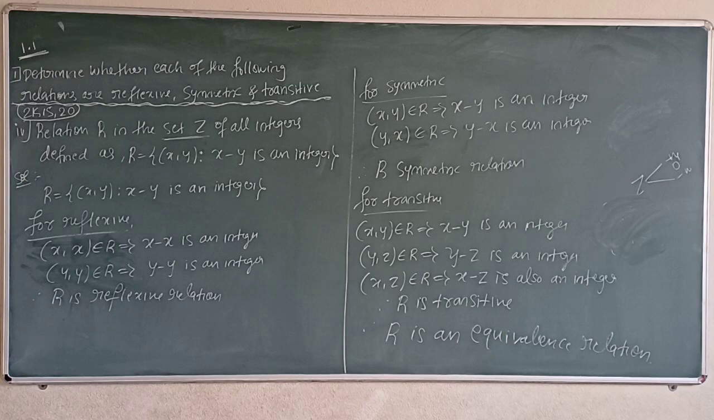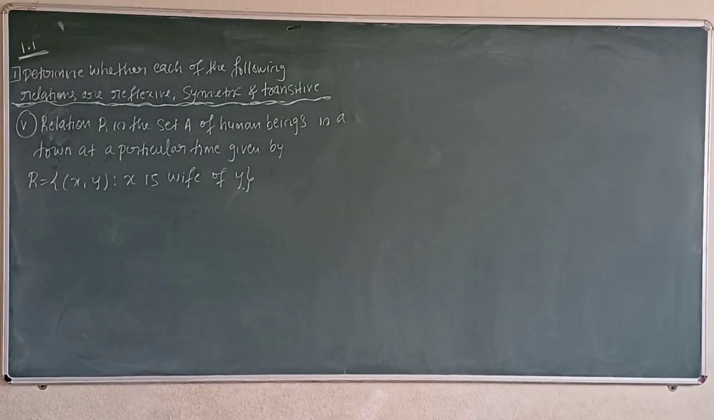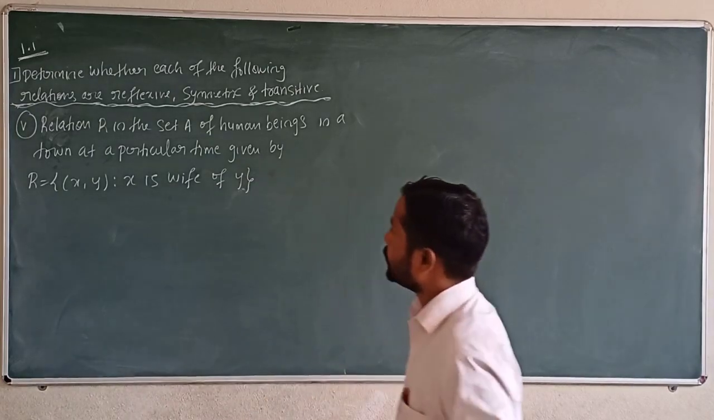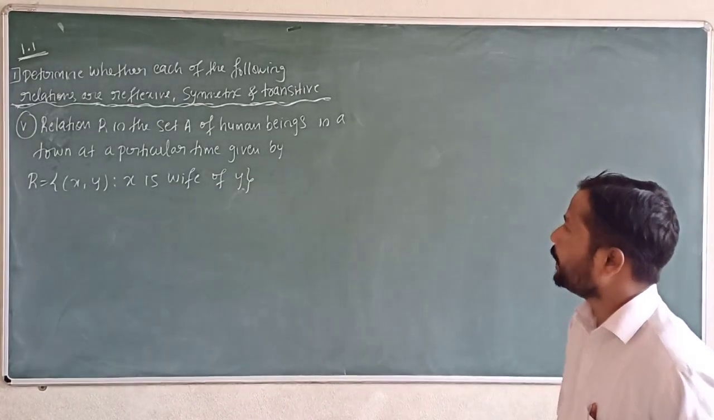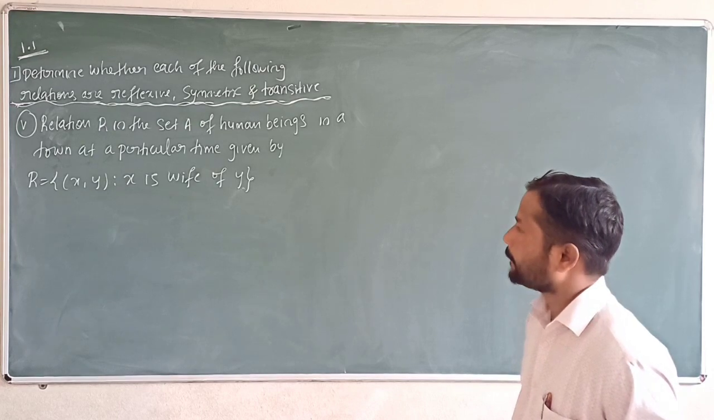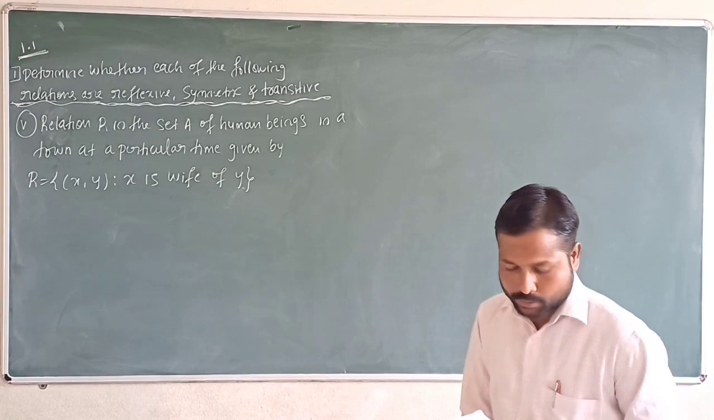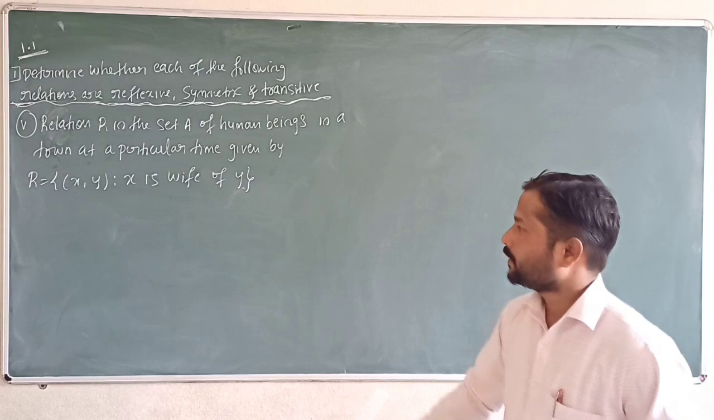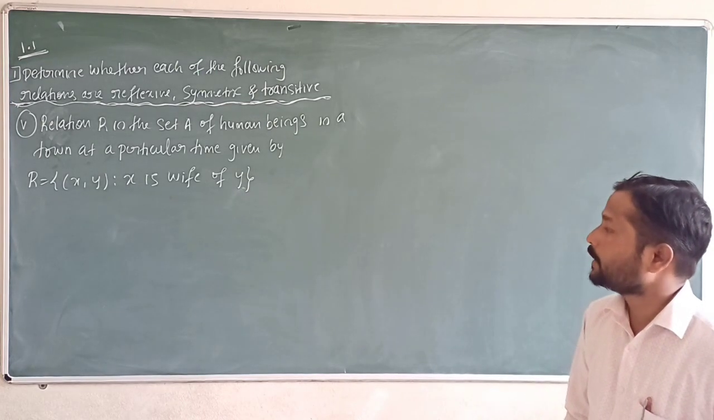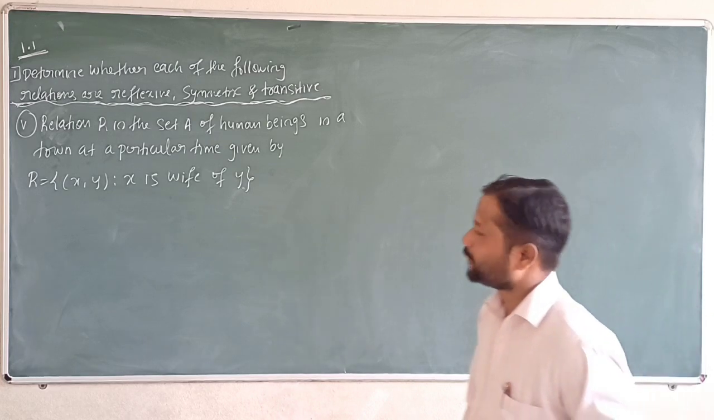The number, right? Take up that fifth question. The relation R in the set A of human beings in a town at a particular time is given by, right? There are a total of 5 questions, A, B, C, D, E. Now I will solve only 2 questions. The relation R is equal to {(x, y) such that x is a wife of y}.